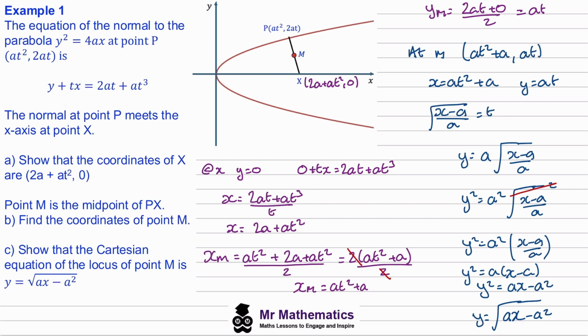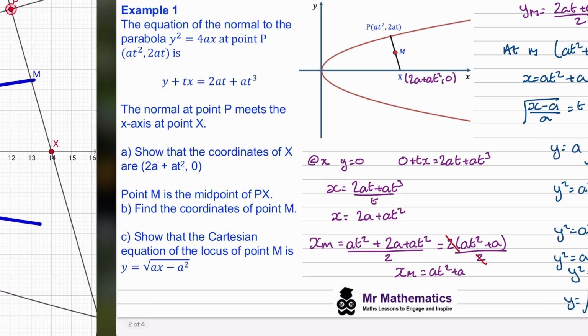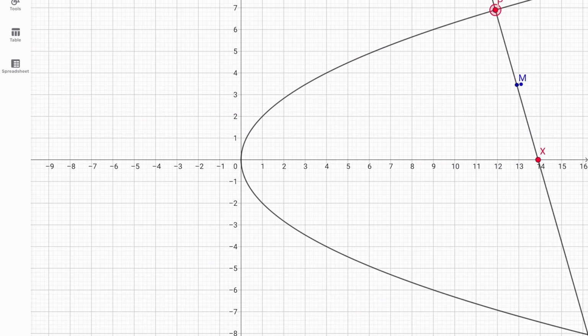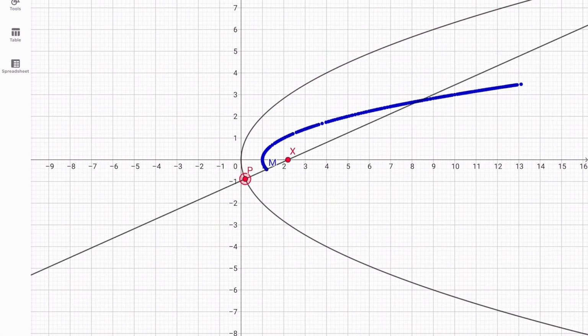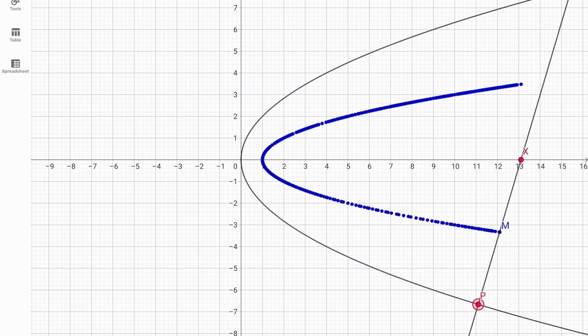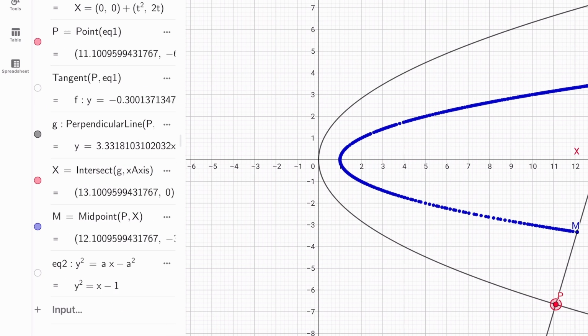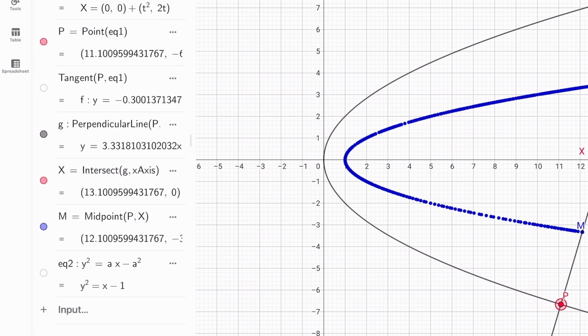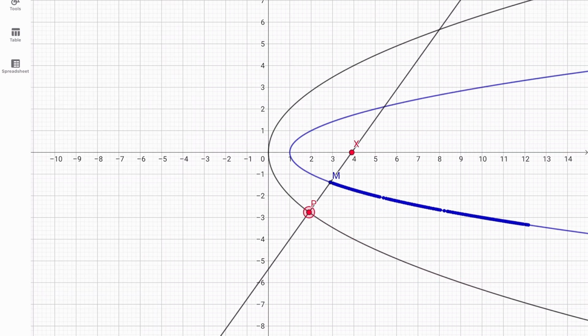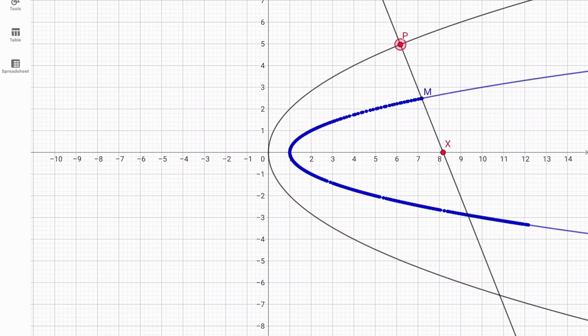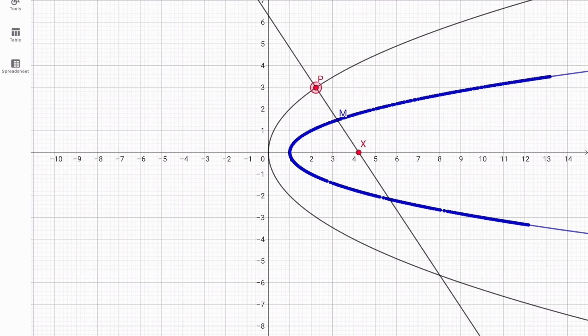So if we go back to GeoGebra, we'll recreate the locus of M by moving point P around the parabola. We'll go to algebra, and I'll turn on our equation. That point M does move around this parabola. This is the equation we found.